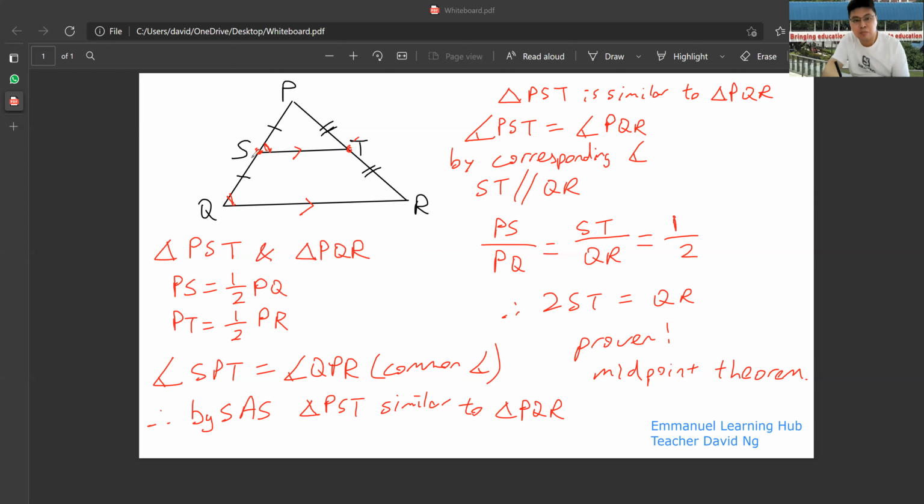Does it work the other way? Yes, the reverse way also works. If these two lines are parallel, and this one is twice that of this, therefore this point must be the midpoint of this line, and this point is the midpoint of PR. The reverse way also works. Okay, no questions for the midpoint theorem? Okay, then we move on to do the questions.